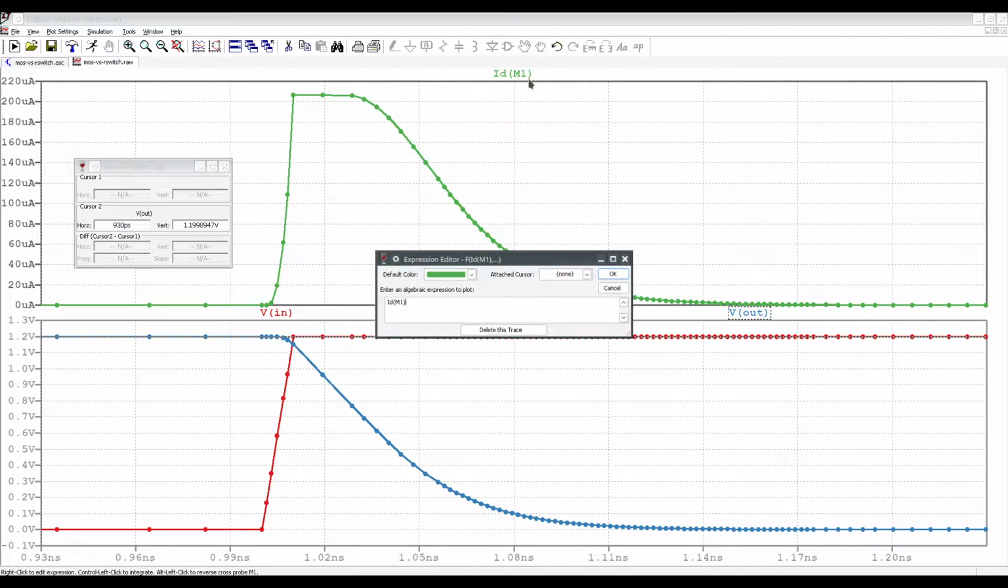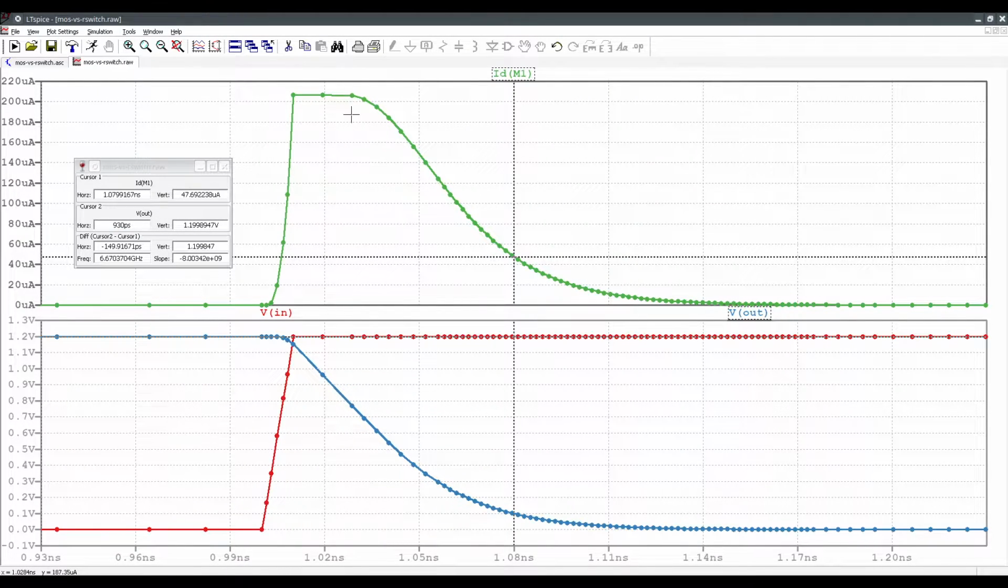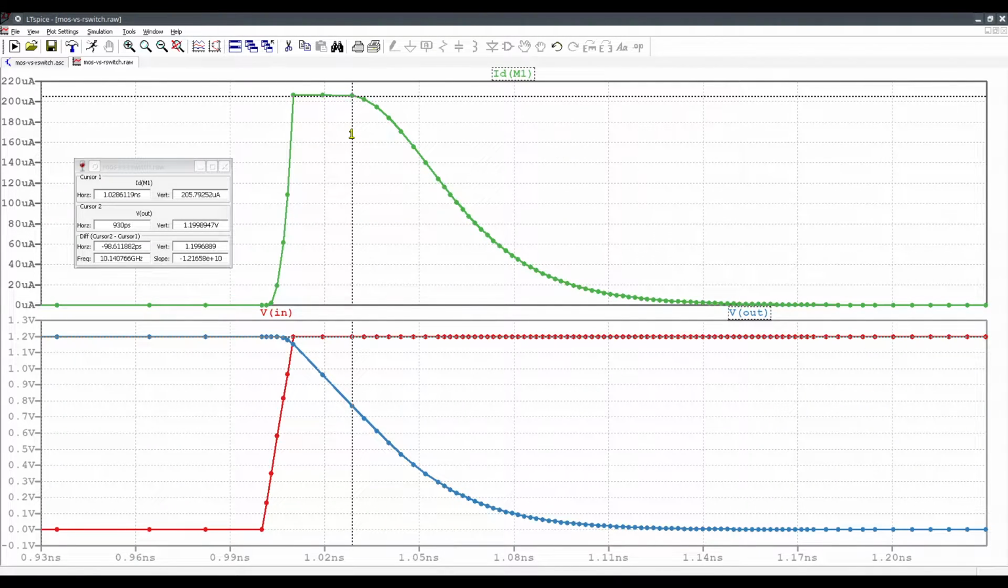Again, up here I see the drain current is constant in this range, comes down, and the drain current goes down and off at this point. I'm going to read 0.8 volts here. Well, 0.8 and 1.2, that's 0.4.